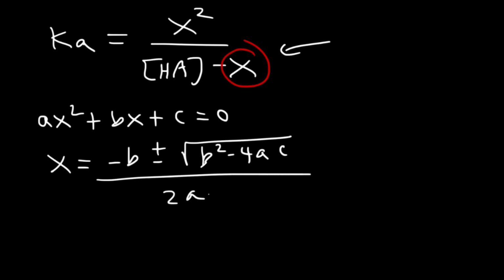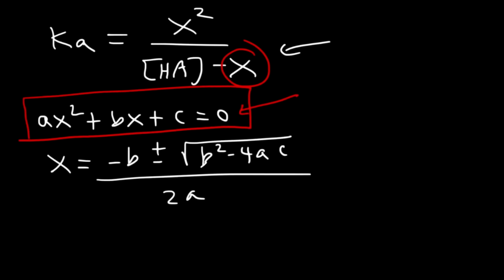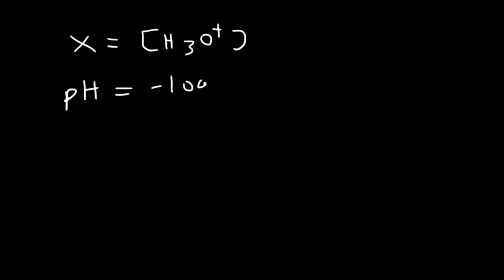So keep this in mind. If you're going to use the quadratic formula, you need to rearrange the equation until it's in this form, so on one side of the equation, you have to have a 0. When you're dealing with Ka, x is equal to H3O+. Once you find the value of x, you can calculate the pH using this equation.